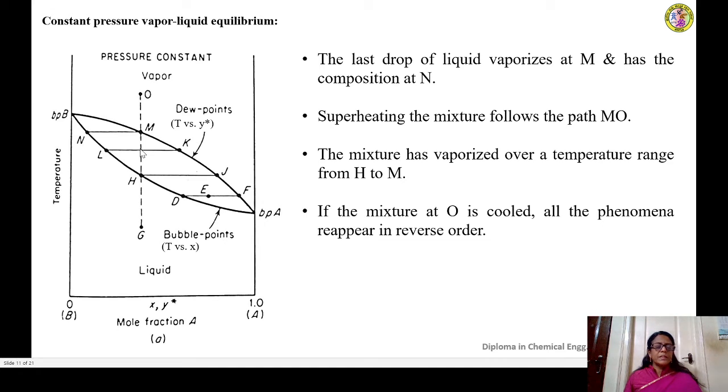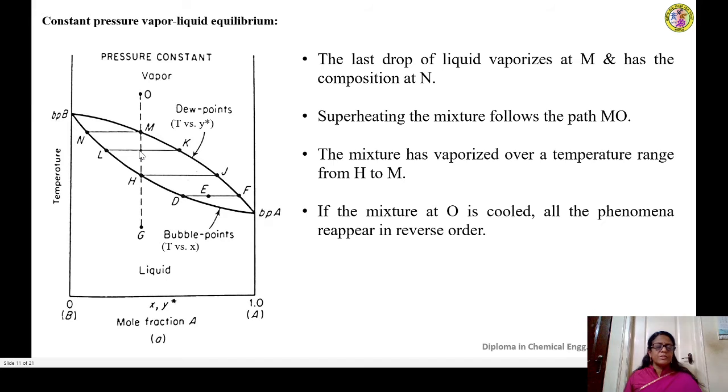a point here, then it is converted to a mixture of vapor and liquid. Means the liquid will form by condensation at the expense of the vapor. Then you will have an equilibrium mixture of vapor and liquid represented by this particular point, having the liquid phase composition represented by L and the vapor phase composition represented by K.